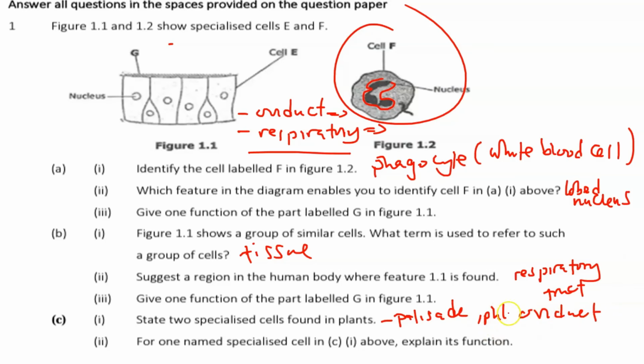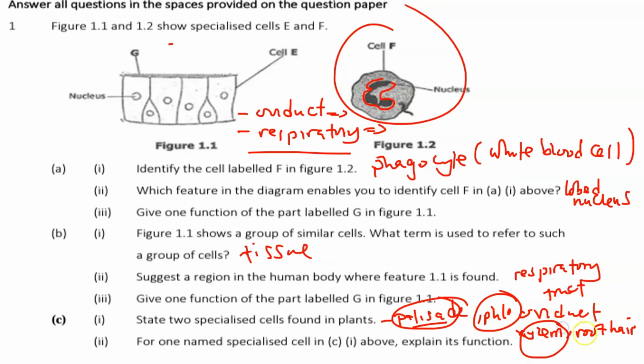So also, let me just put it here, the phloem cell, the xylem cell. You can also give the root hair cell. Even this one, the root hair cell, is also found in plants. So quite a number. For one of the specialized cells named above, explain its function. So I can choose to pick any of these. Palisade cell, we've discussed it previously, so we're going to spare it. Phloem, we've discussed, we're going to spare it.